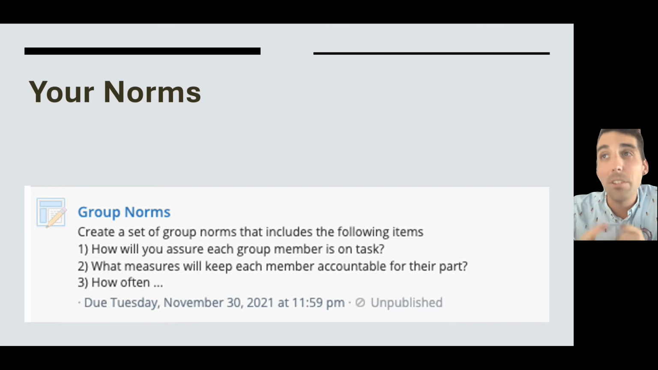It's whatever you want, but I just need all of those 5 things in a group norms one-page document or something so that I can see them, and I know you guys are holding each other accountable. So again, every member must submit that. That will be you agreeing to those group norms. So by submitting it, you are agreeing to your group's norms.